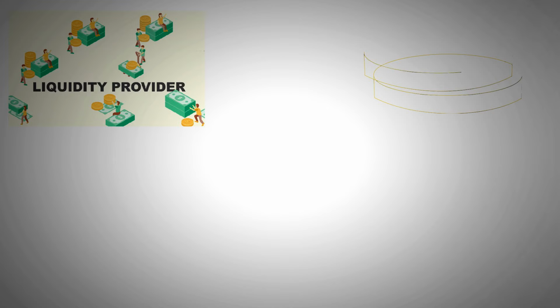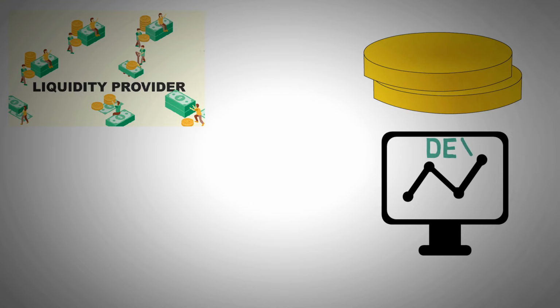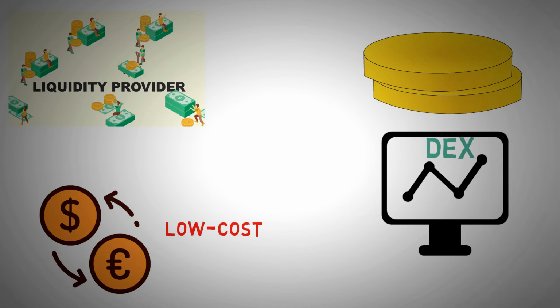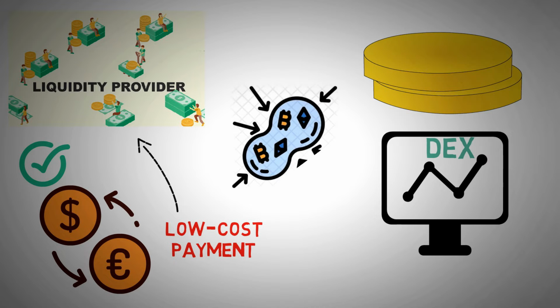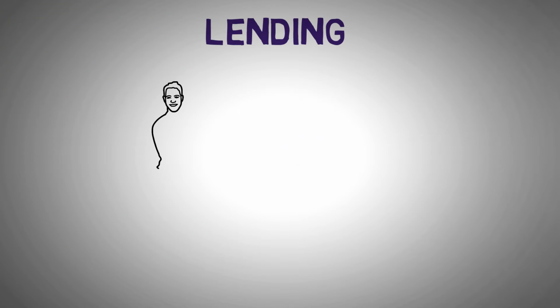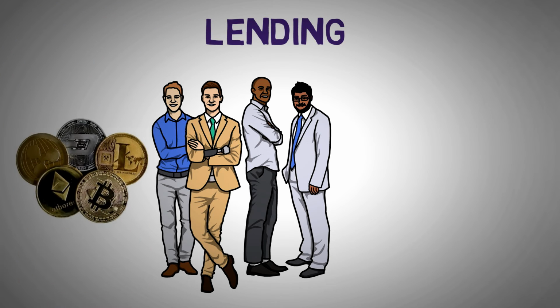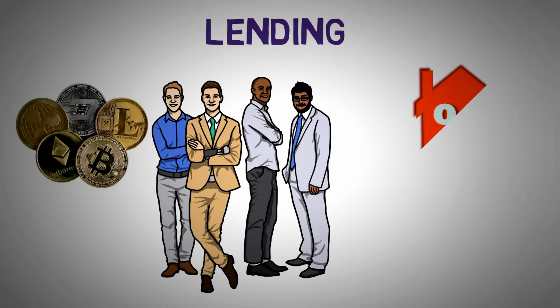So 2 coins are required for trading liquidity on a DEX. When exchanging tokens, exchanges impose a low-cost payment to pay liquidity providers. In certain situations, this fee may be paid using tokens from a more recent liquidity pool. Then, there is lending. Holders of crypto coins or tokens can earn interest on loans they make to others by implementing a smart contract.